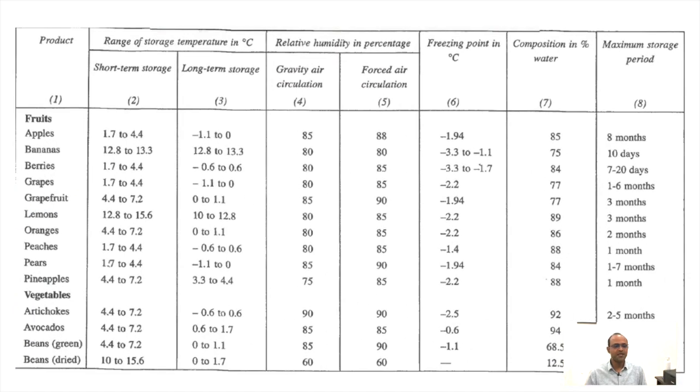Now if we see the different fruits, let us say apples. If you want short term storage, you can have the temperature range from 1.7 to 4.4. For long term storage, maybe for more than 4 months, you can have minus 1.1 to 0 degrees Celsius. This is the aspect which determines the storage life. At the same time, what is the relative humidity? For example, if it is natural circulation, or we call it gravity circulation, you will have somewhat lower relative humidity. And for forced circulation, you can have the higher relative humidity of 88%.